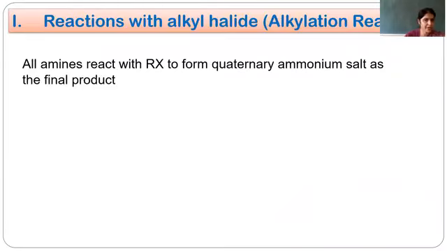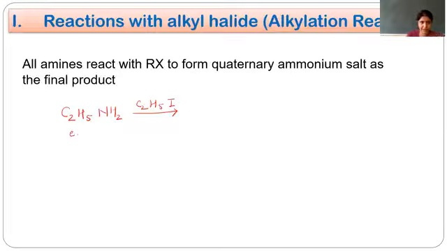The first chemical reaction of amines is the reaction with alkyl halide. All amines react with alkyl halide to form quaternary ammonium salt as the final product. Quaternary ammonium salt can be formed by the reaction of amine with alkyl halide. For example, the reaction of ethylamine with any alkyl halide. Suppose we are taking ethyl iodide.